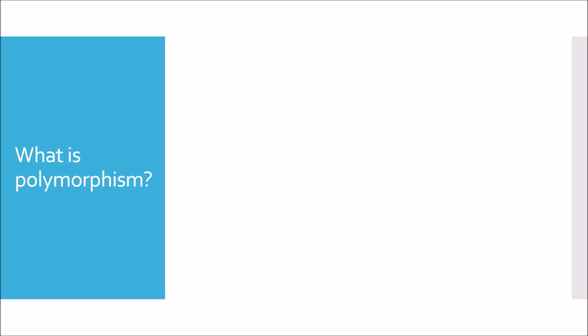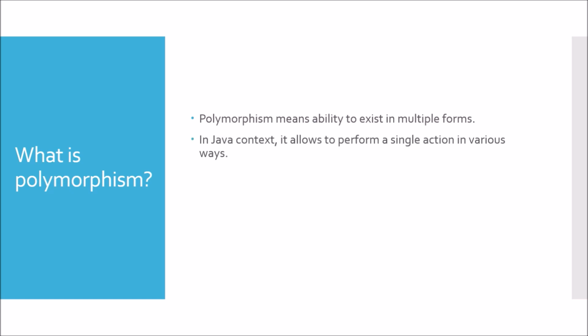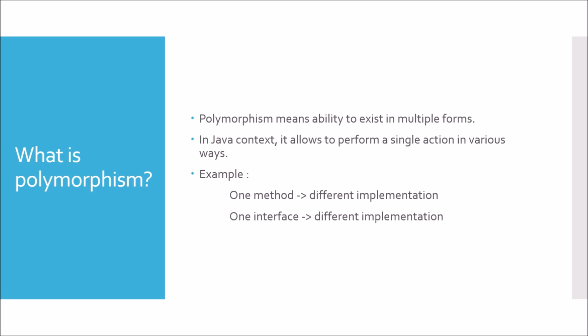Moving to the next question. What is polymorphism? Polymorphism means the ability to exist in multiple forms. In the Java context, it allows us to perform a single action in various ways. For example, one method with different implementations, one interface with different implementations.